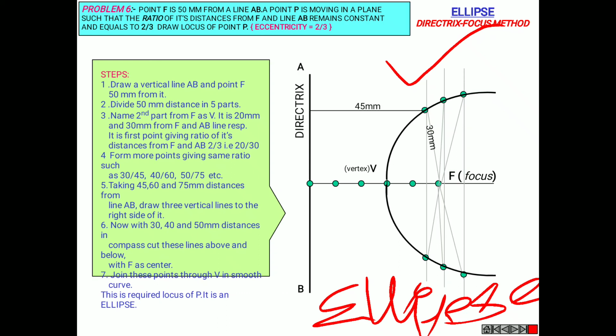So in this method you need not make the closed path of your ellipse. You can show the half sectional view also. Just note it down.